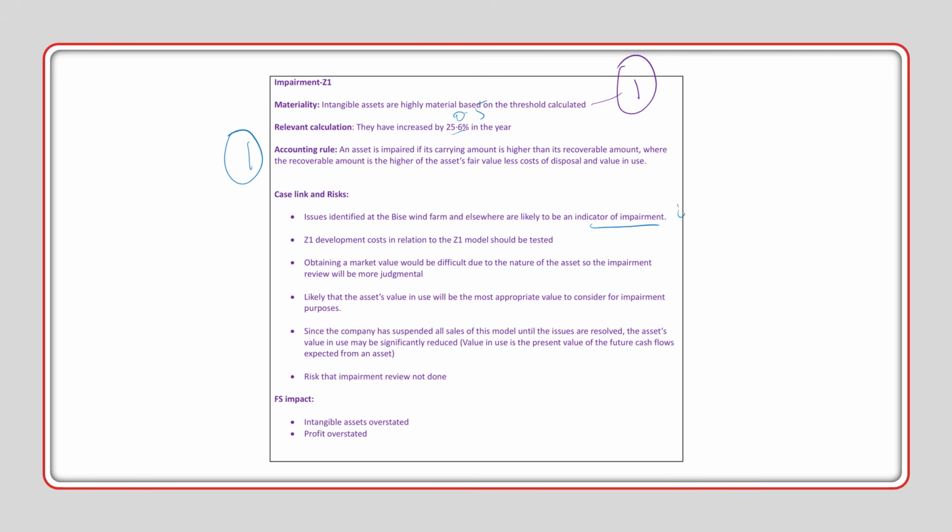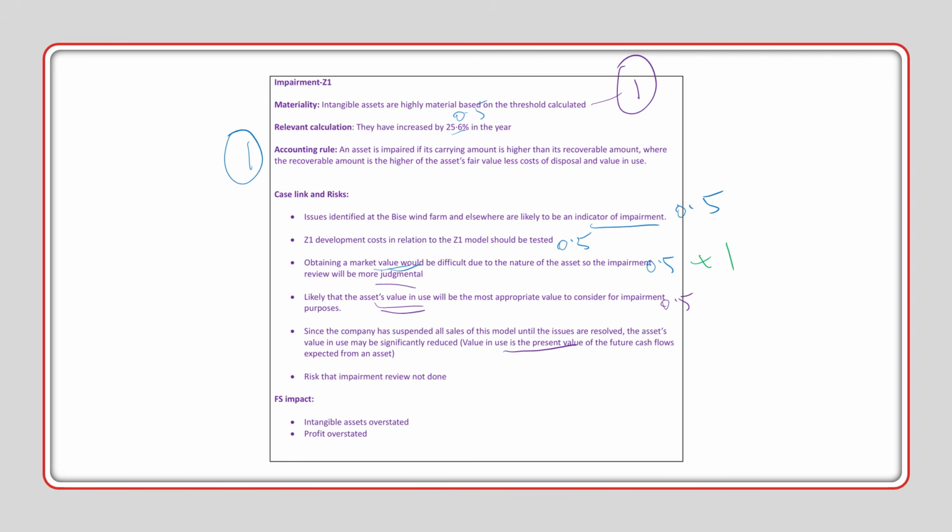The fact that there are problems with Z1 is an indicator of impairment, which means that the development costs should be tested for impairment. Getting a market value for this specialized asset is going to be more judgmental, and I could potentially be getting an extra professional skill mark for recognizing there's judgment here, which means it is highly likely we will be using, or the management will be using, the value in use. And then my concern is that the value in use is going to be quite risky. Sales have been suspended. What are you going to earn from this?